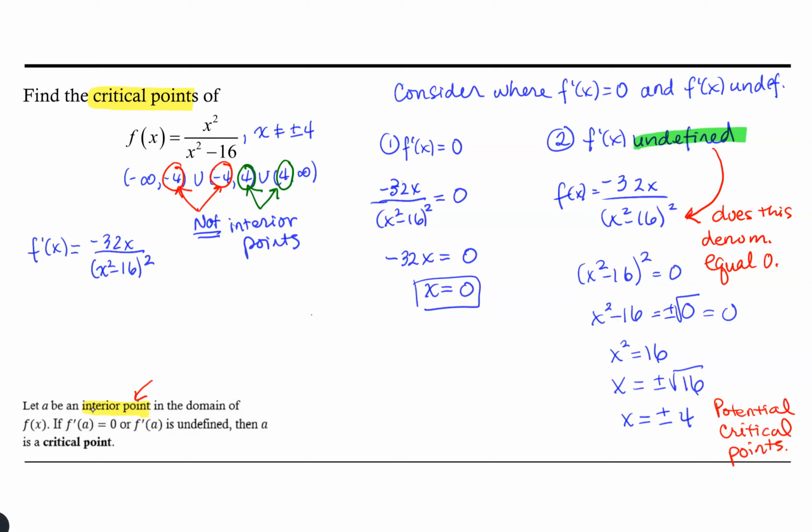So what we end up with is that there is one critical point for this particular function, and that critical point is x = 0.